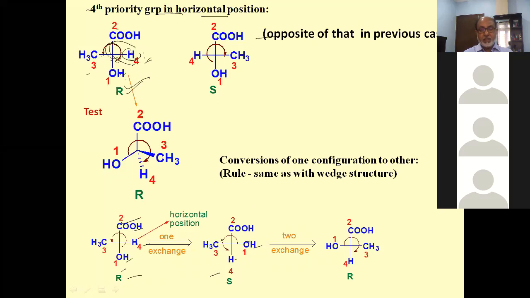Okay, another exchange here, OH and CH3 we have brought it. OH has come here, CH3, it has again become R. Fourth priority group is here, so there is no problem. So it is going to be R.